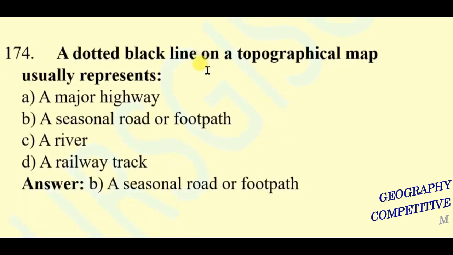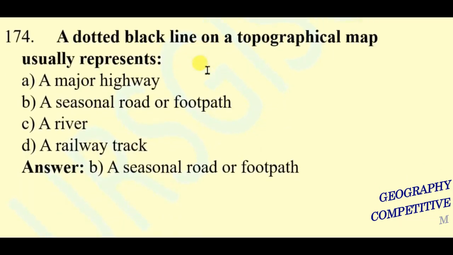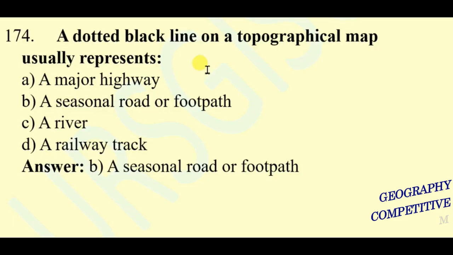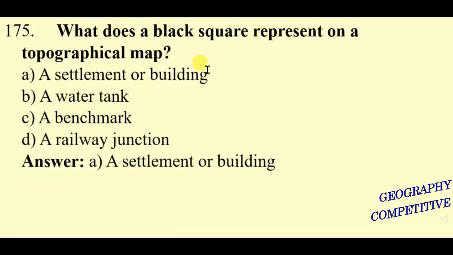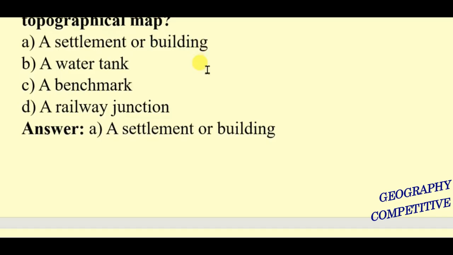Question 174. A dotted black line on a topographical map usually represents a major highway, a seasonal road or footpath, a river, a railway track. Here the right answer will be a seasonal road or footpath. Question 175. What does a black square represent on a topographical map? A settlement or building, a water tank, a benchmark, a railway junction. Here the right answer will be a settlement or building.